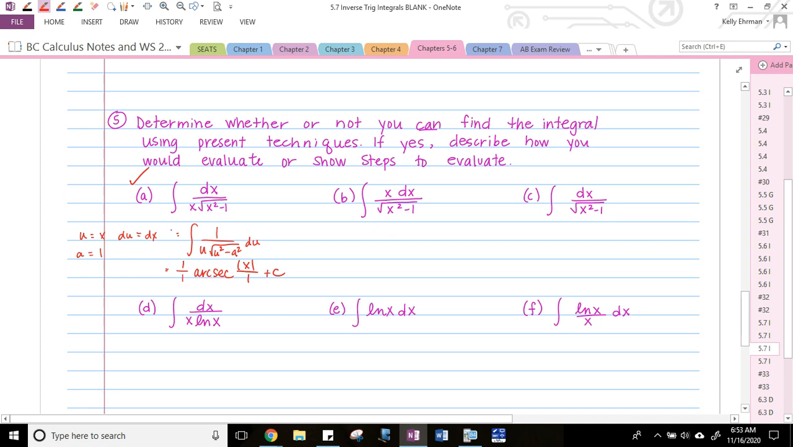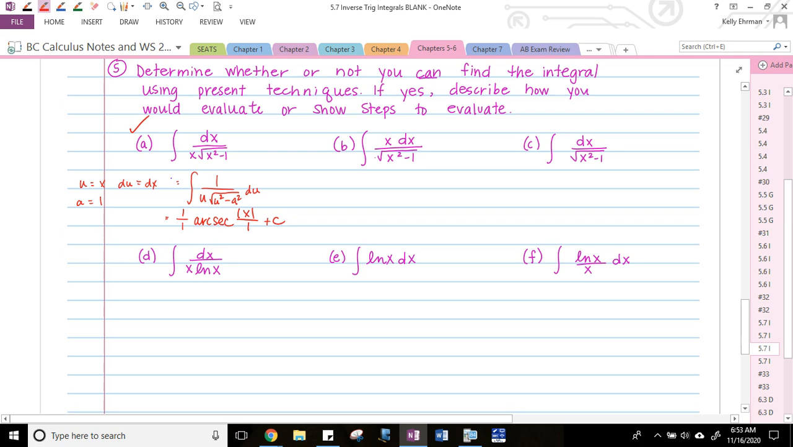What about b? Let's see. This is not in the form of one of our trig integrals, right? Because if we have an x on the outside, it needs to be down here, so that's not going to work.